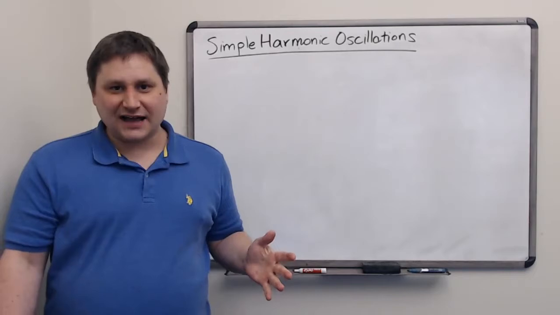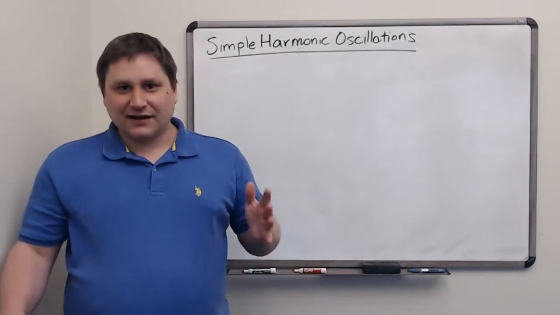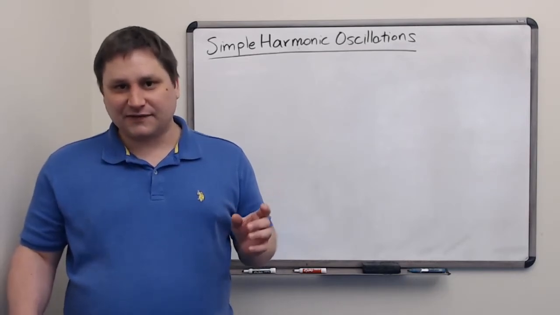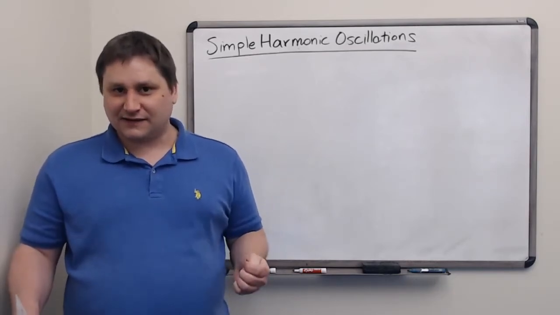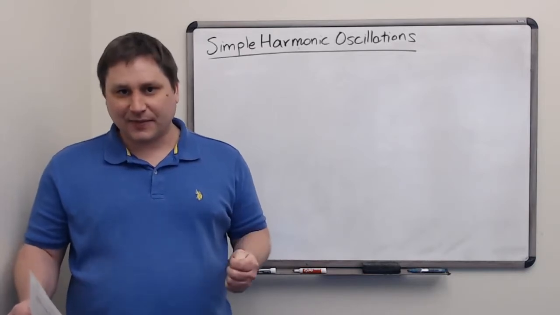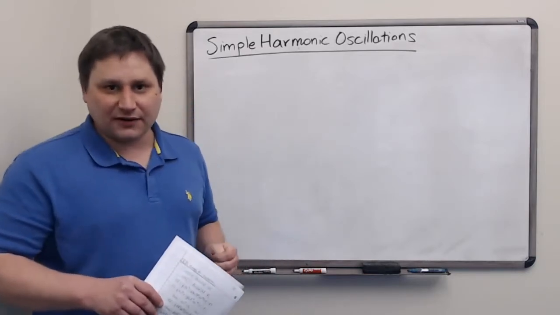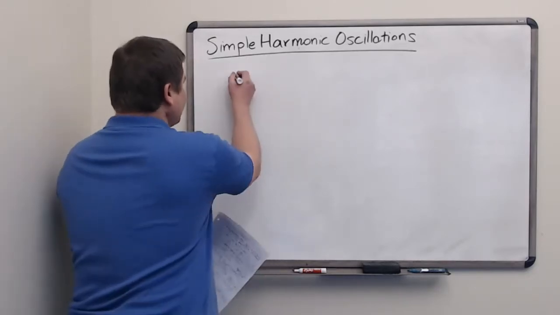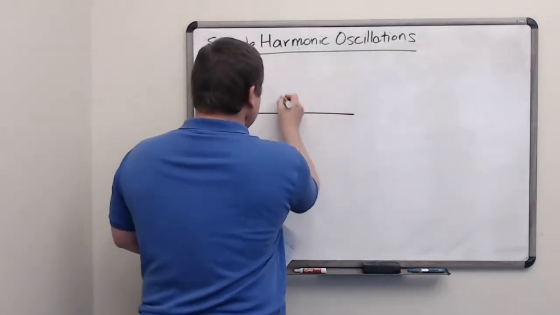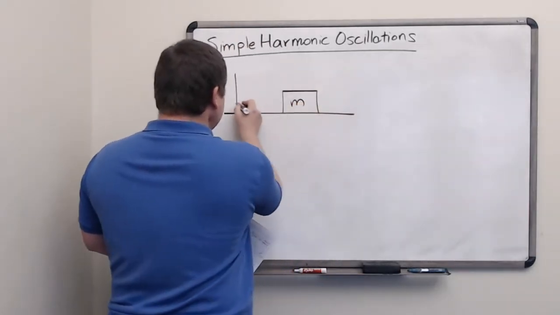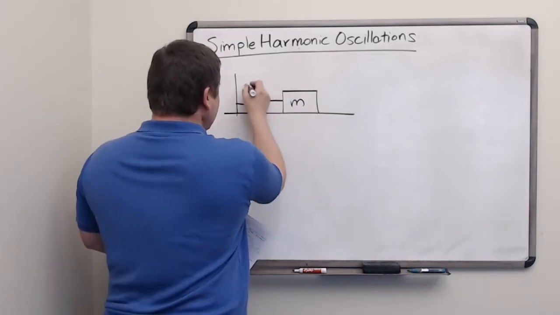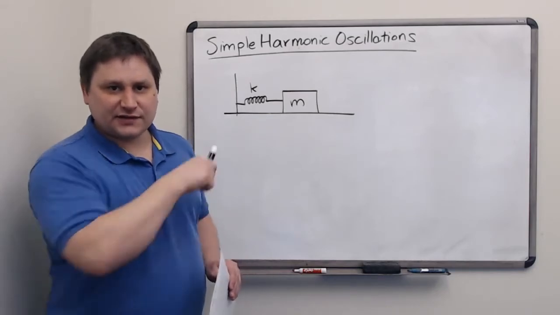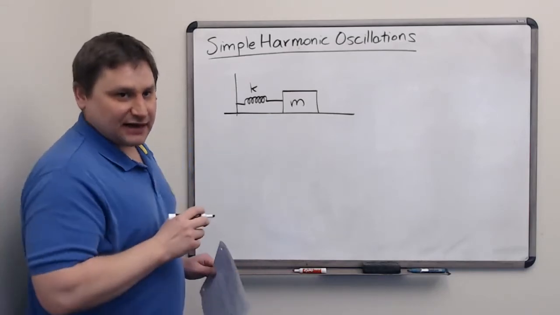From the swaying of skyscrapers, to the ringing of bells, to the swinging of grandfather clocks, to even the vibration of molecules and atoms, so many systems in physics undergo simple harmonic oscillation, it's worth our time to describe the underlying mathematics. The basic system that we'll start with is a mass on a spring. And while this might seem a little bit contrived, we'll see that all simple harmonic oscillations can be reduced to this same situation mathematically.